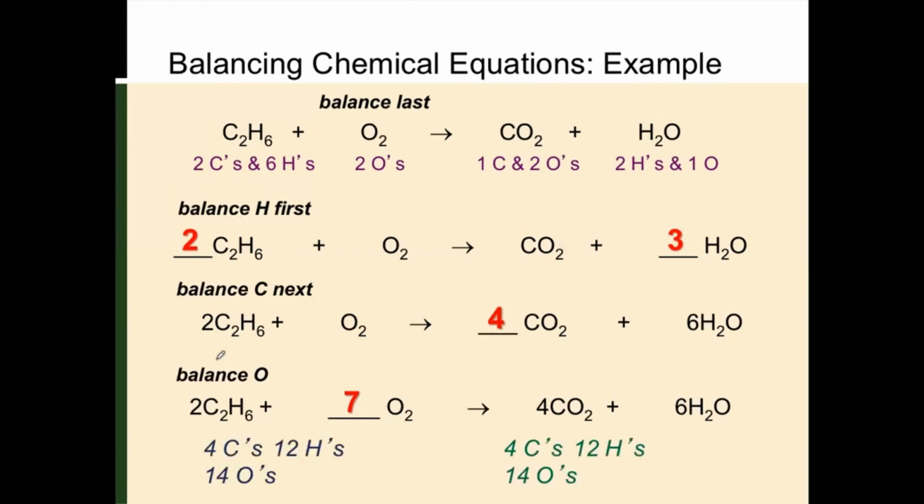If you have any problems, just let me know. So then we can count up the number of atoms on both sides. We have 4 carbons on both sides. So there's 4 here, 2 times 2 is 4. On this side, 4 times 1 is 4. So it's 4 carbons on both sides.